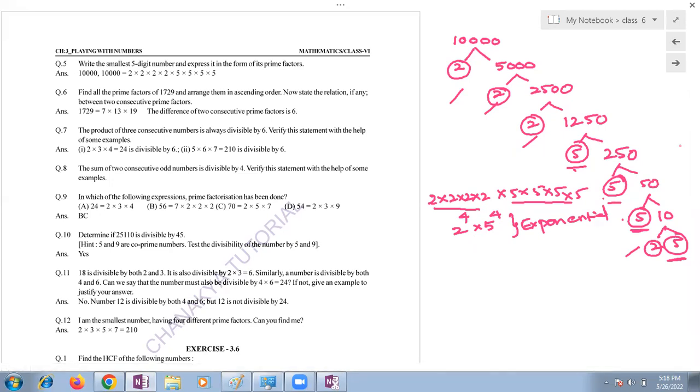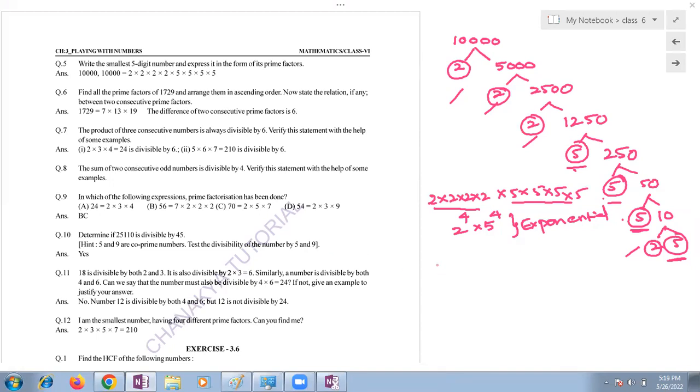Like that. Next, my question to you, question number 6. Riyansh, please read question number 6. Find all prime factors of 1729 and arrange them in ascending order. Now state the relation, if any, between two consecutive prime factors.